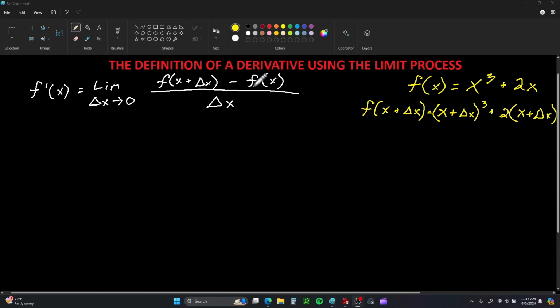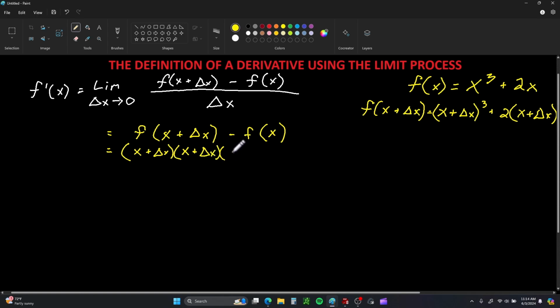We'll work on this numerator over here. So we need to find f of x plus delta x minus f of x. And what I'm going to do is, when I bring this down, I'm going to write this whole thing in expanded form. So this is x plus delta x times x plus delta x times x plus delta x. And then I have plus 2 times x plus delta x.